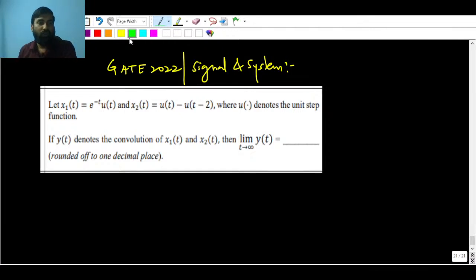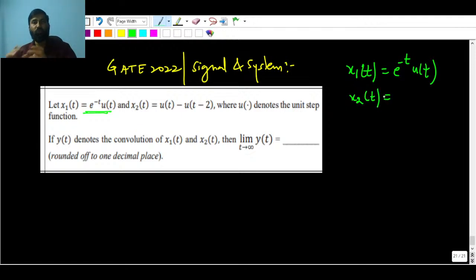Remember, here there are a couple of inputs, x1 and x2. We can write x1(t) is given as e raised to power minus t u(t), and x2(t) is given. Don't take any question lightly, because they carry marks to get a good rank. If you think this is a very normal question that I can do, you might still make a mistake somewhere down the line. So don't take any question as too easy.